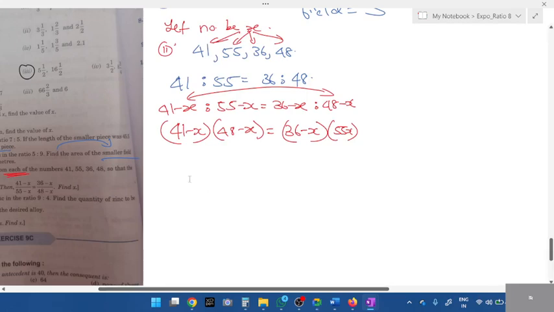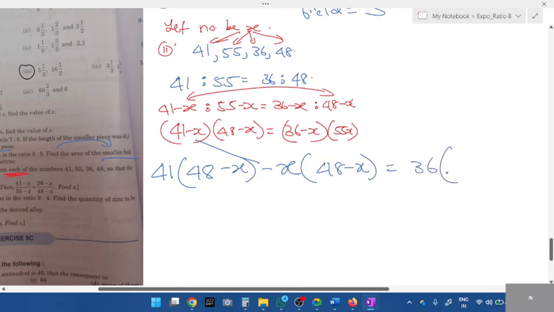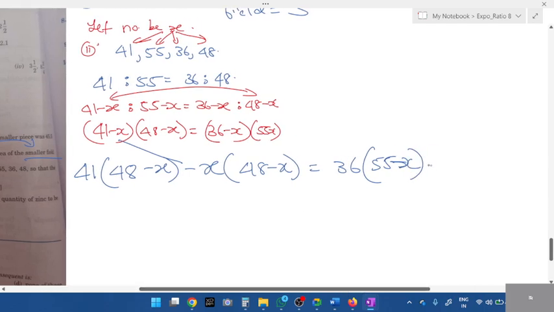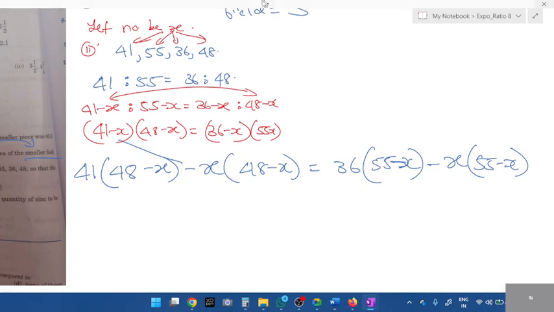Look here, two brackets are there. So which number do I have to take out? 41 in bracket 48 minus x, then minus x into 48 minus x. Now you all tell me the right hand side. 36 into 55 minus x. Next. What is the next value left? Minus x into 55 minus x. What do you all have to calculate?